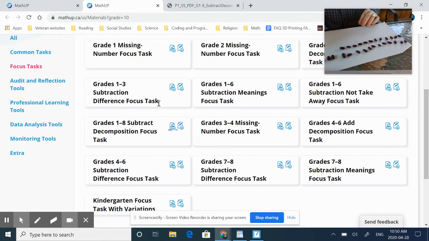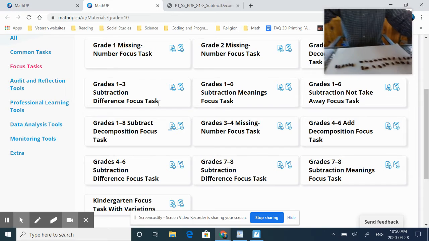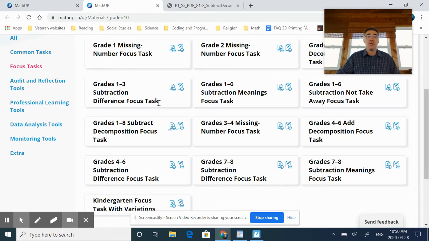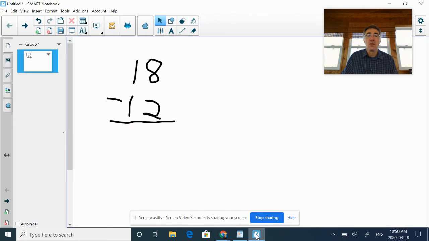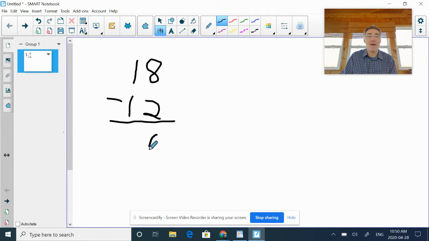And so my difference focus is going to be, where are those extra ones? Well, I can see in this case, my extra ones are 1, 2, 3, 4, 5, and 6. And so my answer in this case is going to be 6. So I'm going to jump over my smart notebook. I'm going to take my pen, use my really bad handwriting. I'm going to put my 6 in there.